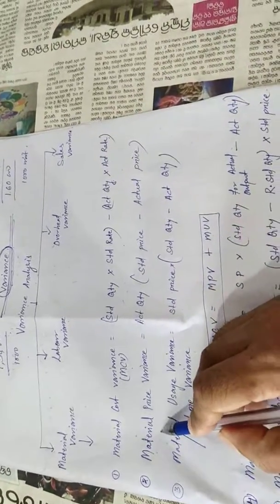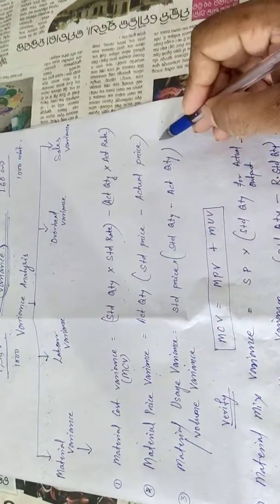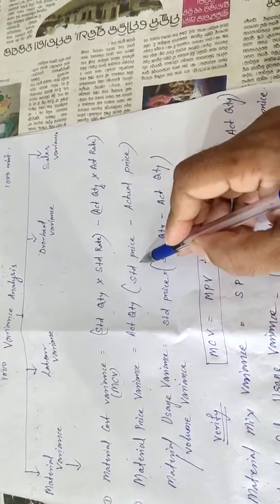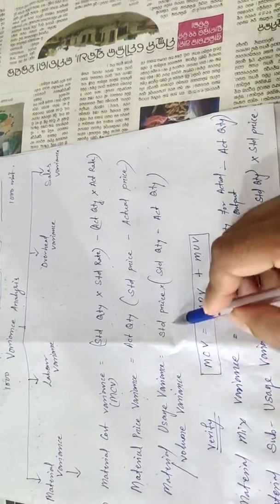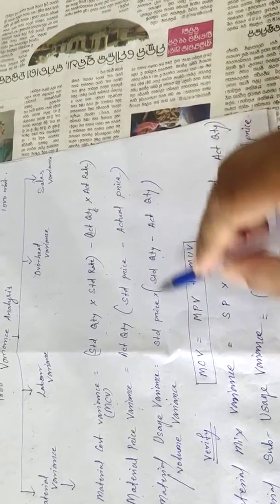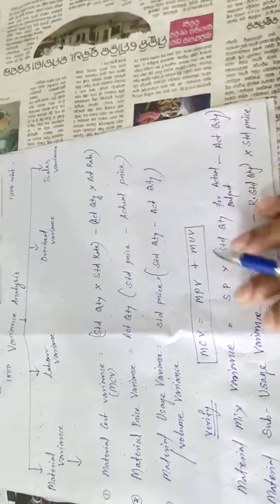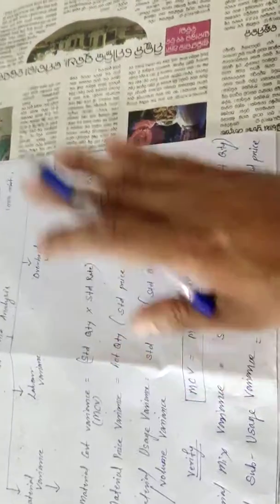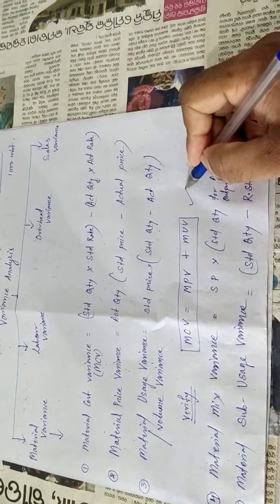Then material price variance can be determined by applying this formula: actual quantity into standard price minus actual price. Then material uses variance: standard price into standard quantity minus actual quantity. Then you have to verify whether this answer is right or wrong by applying this formula.